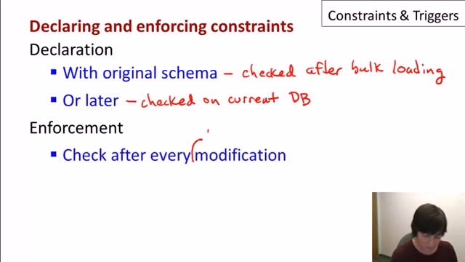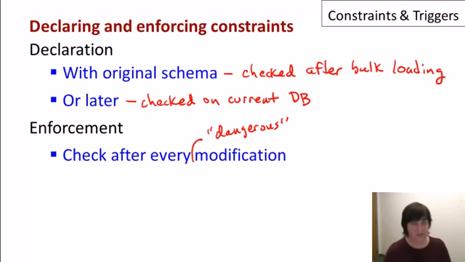Of course, what we really only want to check is dangerous modifications. So if we have a constraint on the GPA, we don't need to check changes to the enrollments. If we have a constraint on one table, we certainly don't need to check modifications on another table. So part of a good constraint checking system will only check constraints after those modifications that can possibly cause the constraint to become violated. On the other hand, the system does have to ensure that after every modification, the constraint holds.